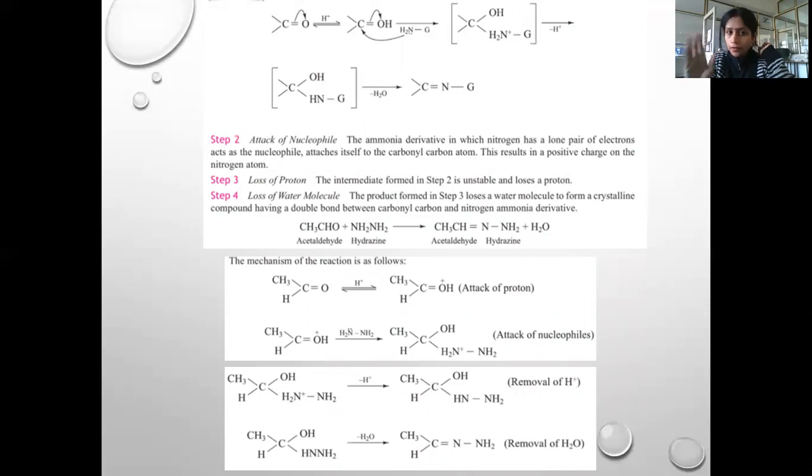And then because it is attacking initially, it is going away also. One H plus is going, and then we get this intermediate, and from this we remove an H2O molecule, and whatever product we get is the respective product. This is the whole reaction. So the first step was the attack of the H plus. Then the second step is the attack of the nucleophile. The ammonia derivative has nitrogen with a lone pair of electrons, so it is electron rich and acts as a nucleophile. It attaches itself to the carbonyl carbon, and this results in a positive charge on the nitrogen atom. Then loss of a proton happens. So H plus is going, and then in the last step, a water molecule is also going.